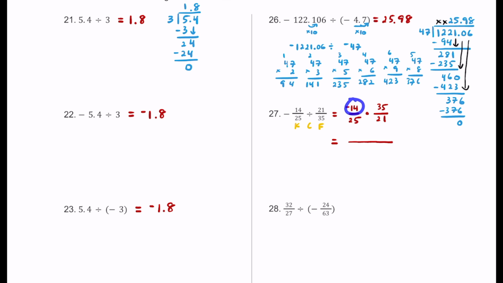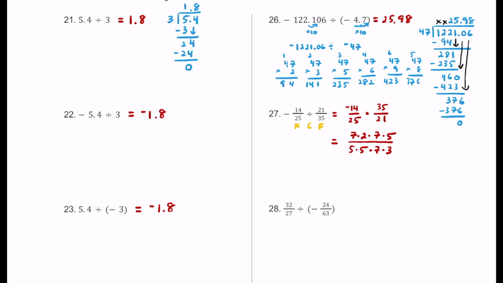So this 14 breaks into 7 and 2. Again, try not to think about that negative right now. It could be a distraction. This 35 is really 7 times 5. This 25 on the bottom can break down into 5 times 5. And then this 21 can break into 7 times 3, okay?